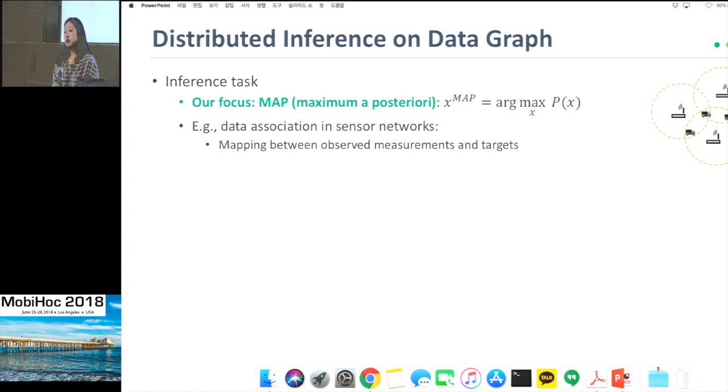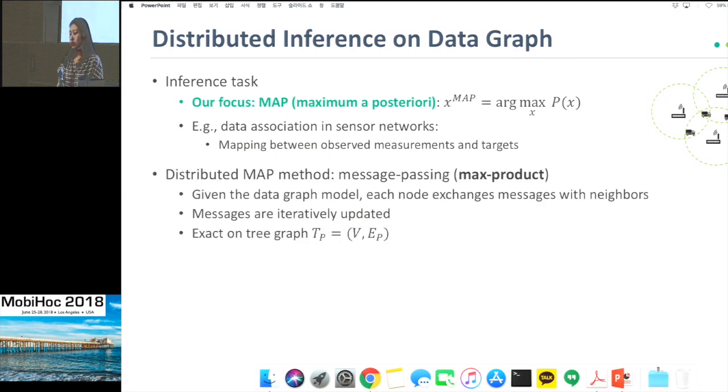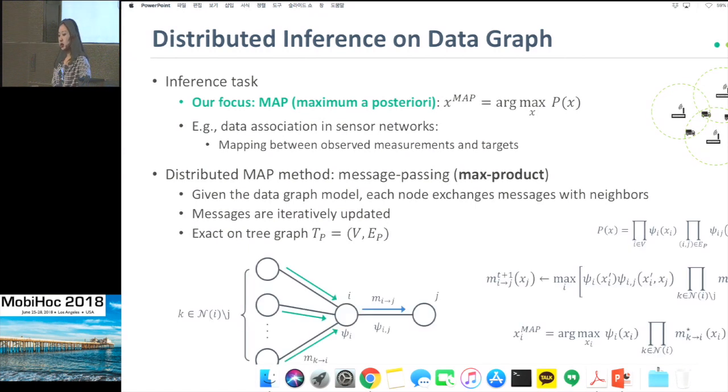And the inference task of our interest focuses on the maximum a posteriori, which I explained previously, which is to find the configuration with the maximum joint probability. There is a well-known distributed inference algorithm, max-product, which is based on message passing between the nodes. Given the data graph model, each node exchanges messages with neighbors.